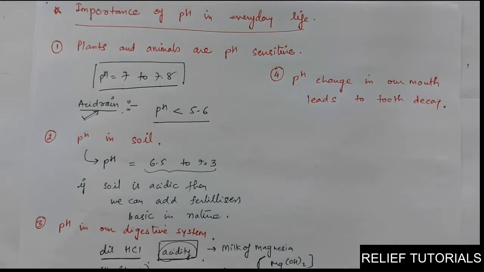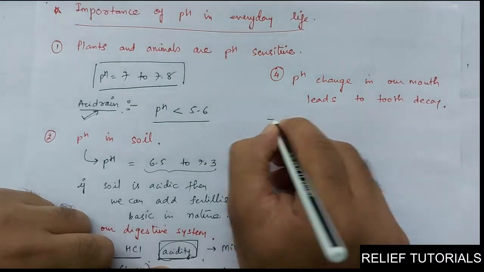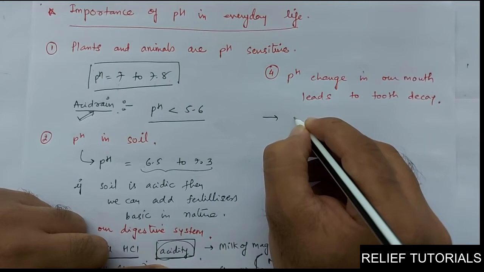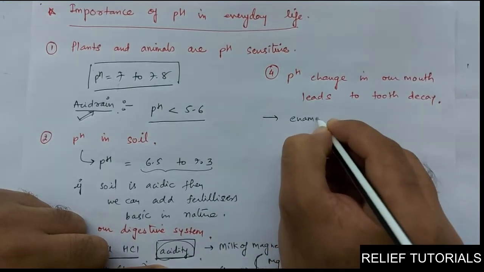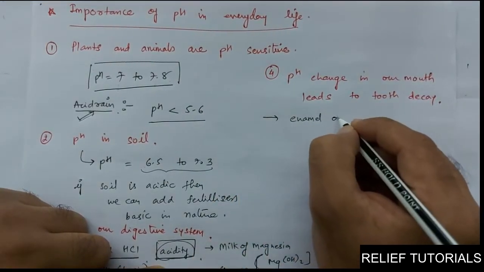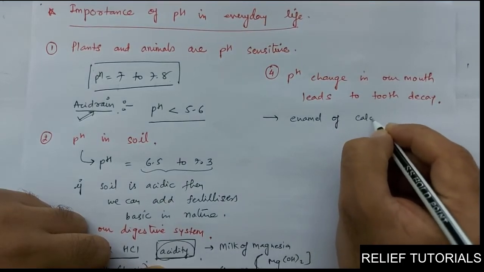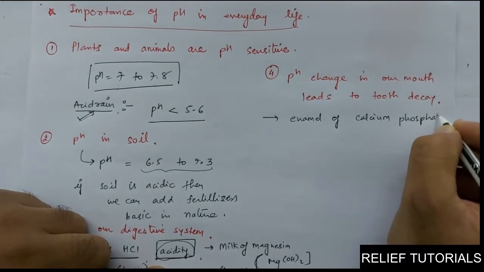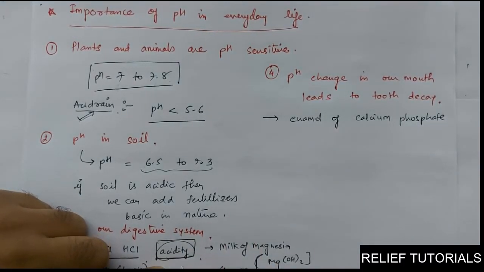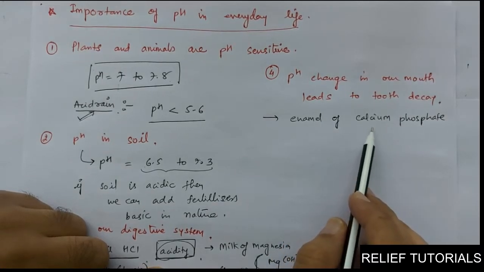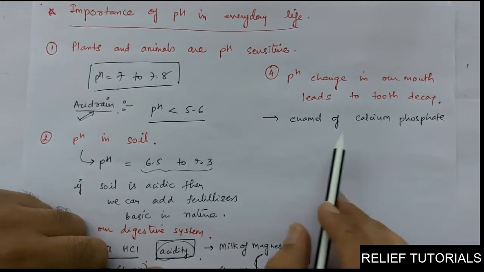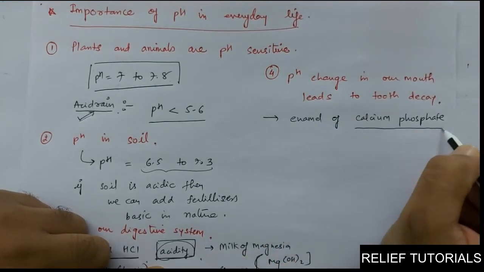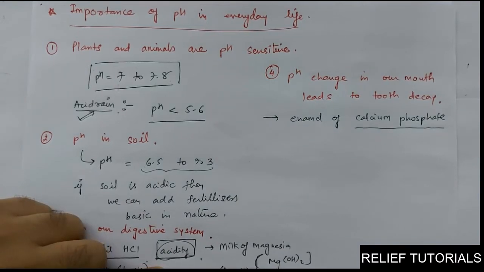See, our teeth have a particular layer on them, and that layer is of calcium phosphate. That is called enamel. It is one type of covering over the teeth that cannot be decayed easily. Whatever way you rub your teeth, by any type of brush or toothpaste, the calcium phosphate layer cannot be removed easily, and that provides strength to our teeth.